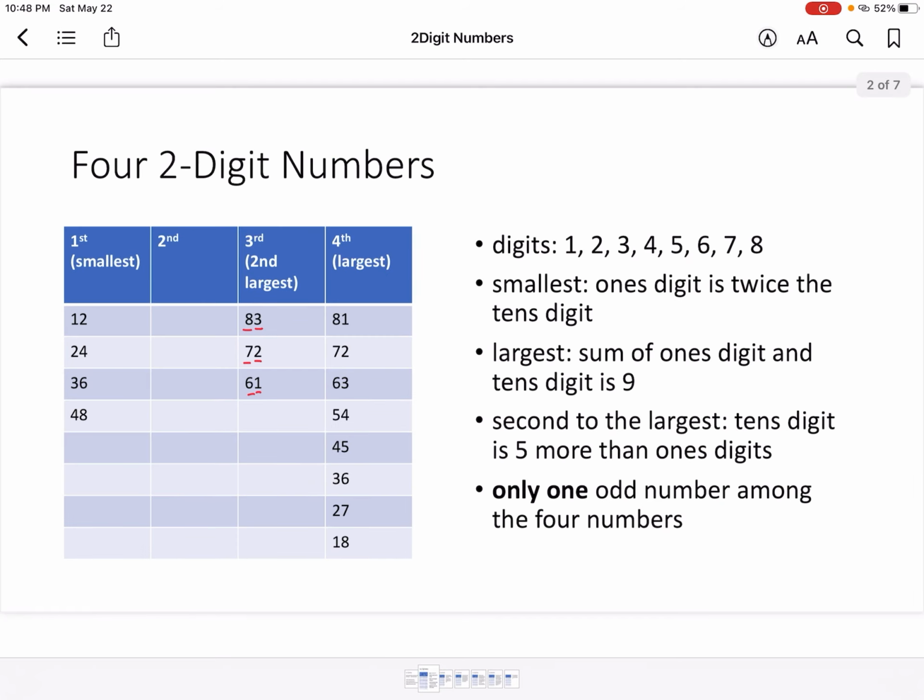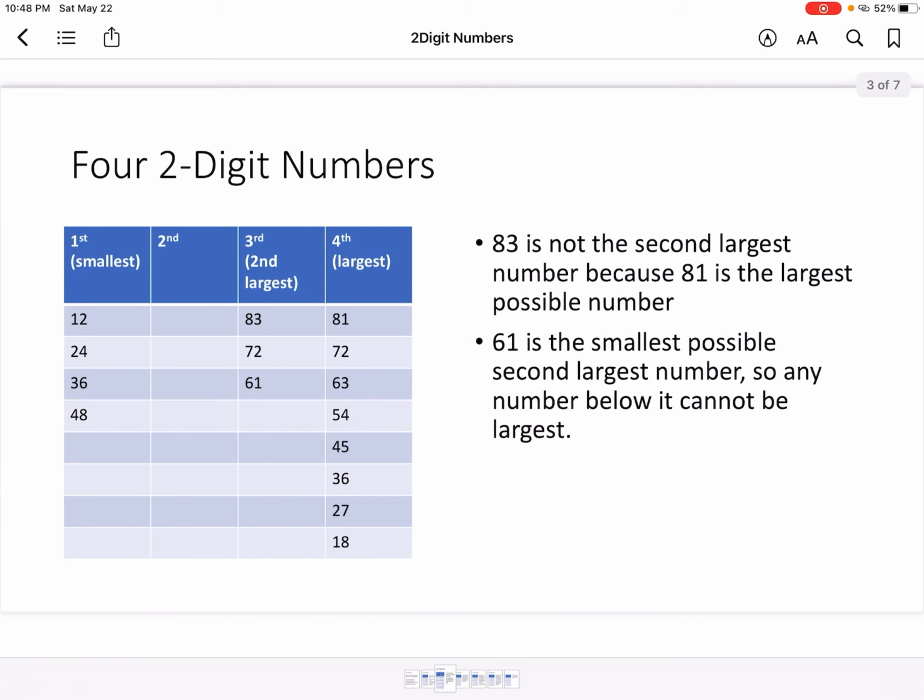So, simulan na natin yung solution. So, yung 83, hindi siya pwedeng maging second to the largest kasi ito na nga lang yung pinakamalaki, no? Sa largest, 81. So, hindi pwedeng 83 yung second to the largest tapos 81 yung largest, no? So, ma-eliminate na natin yung 83. What else? 61 is the smallest possible second largest number. So siya yung pinakamaliit doon sa second largest number. Ibig sabihin, hindi na pwede ito maging largest, no? Kasi maliliit ito masyado.